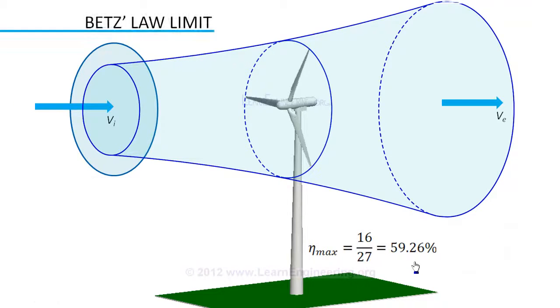But this is an idealistic case, possible only when the wind turbine is rotating at high RPM and having an infinite number of blades. A real turbine will have much lower performance. We will learn about factors which affect wind turbine design in the next video.